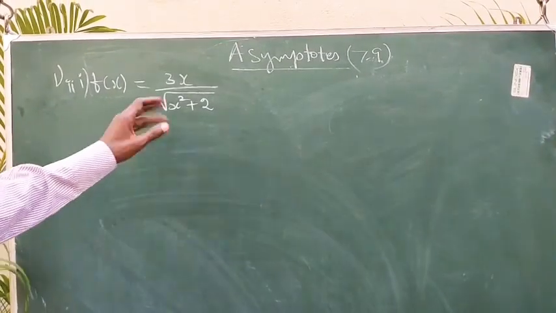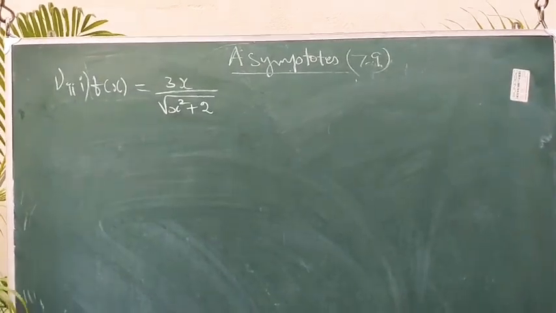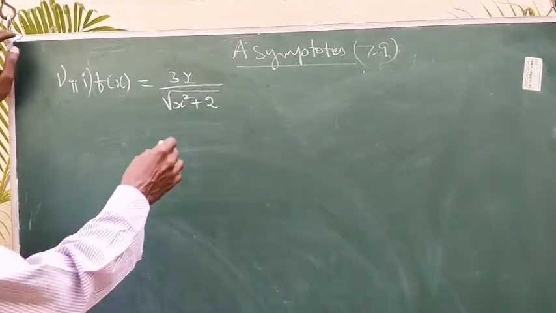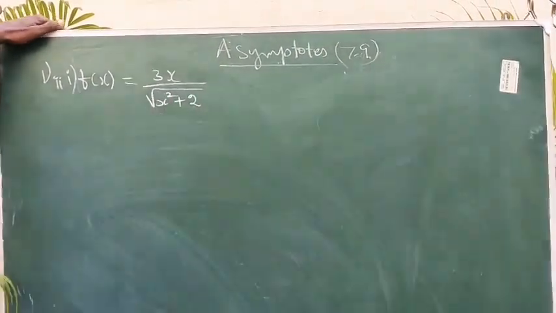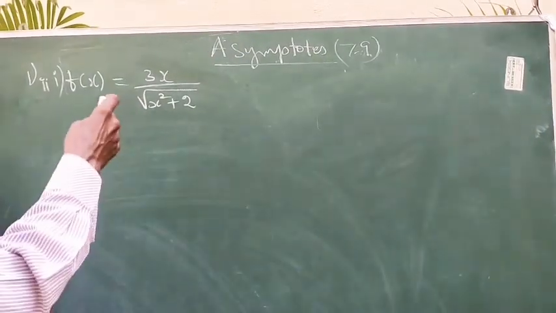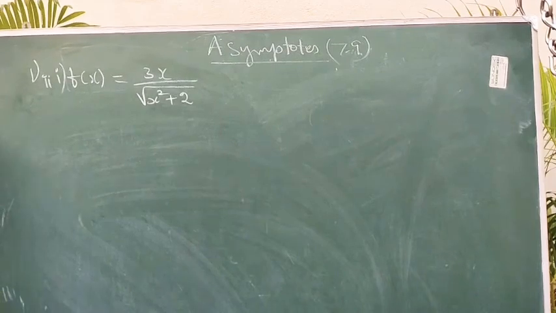Subdivision 3, question number 1 in the exercise 7.9. f of x is given as 3x by root of x square plus 2. So here if we put any value for x, y does not become infinity. So here no vertical asymptote. So try it for the horizontal asymptote.